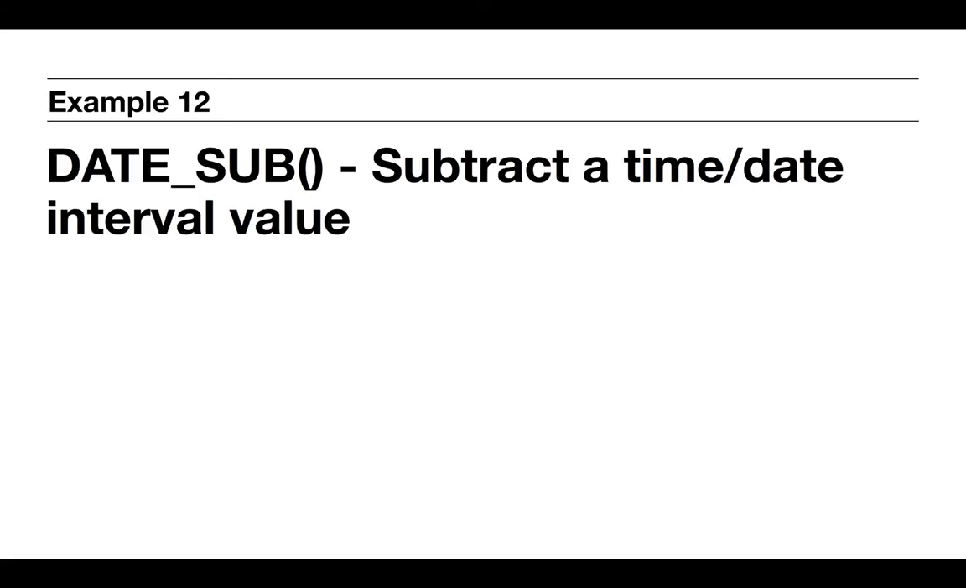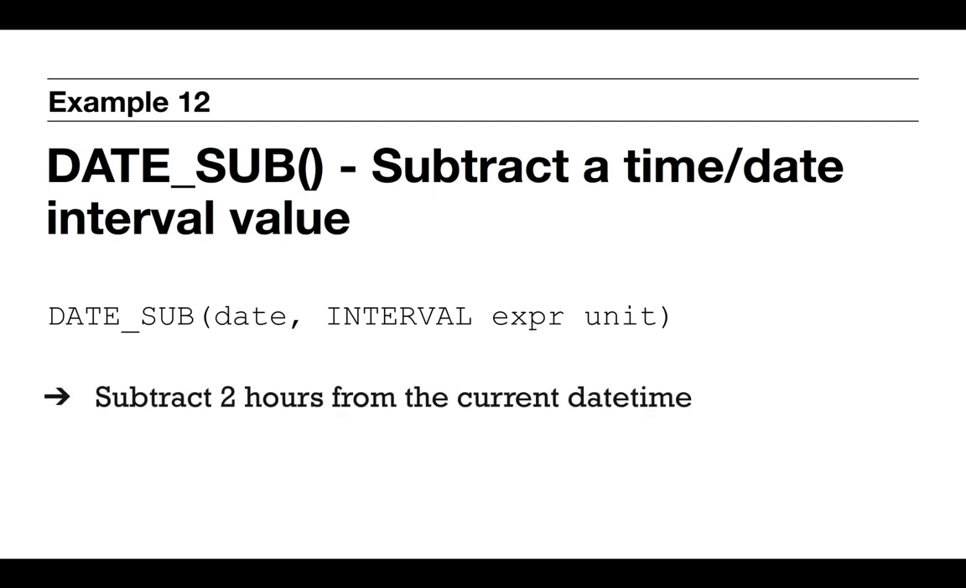Most of our examples we're dealing with dates, but you can also subtract or add time-based intervals. So try to subtract 2 hours from the current date time. If you recall, the function for the current date time is NOW. Try on your own subtracting 2 hours from the current time.